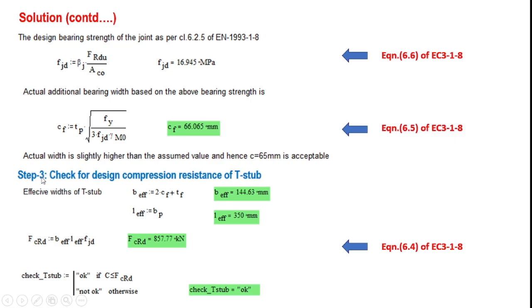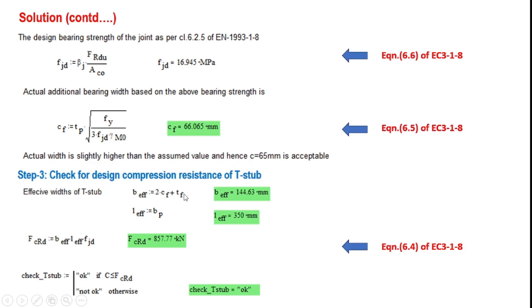Now let us proceed directly to step 3. In step 3 we will check the design compression resistance of the T-stub. Now we calculated the value of the effective bearing width. This means that we will be able to calculate the effective dimensions of the bearing area. Obviously, the effective dimension B effective of this bearing area will be 2CF plus TF.